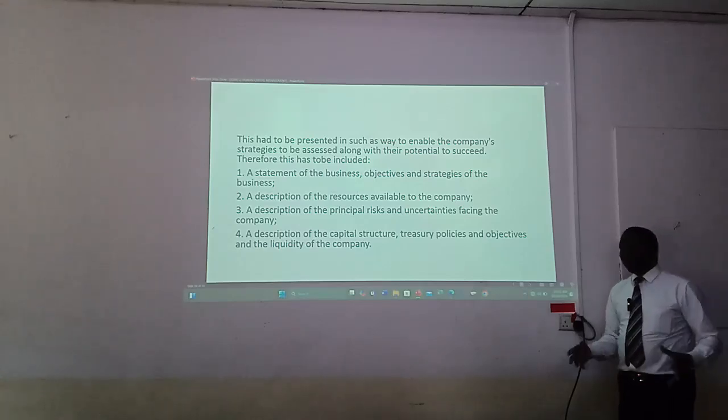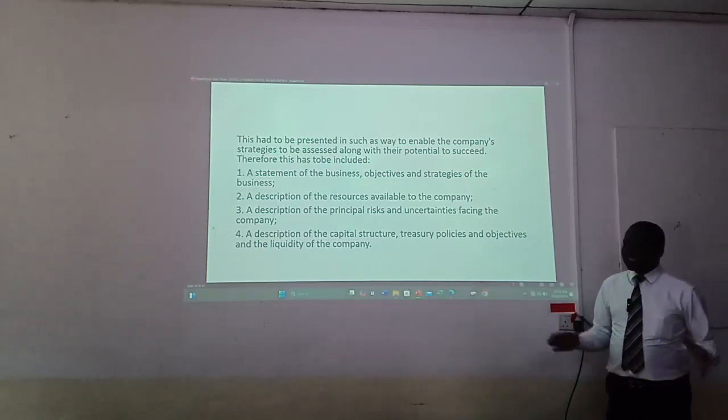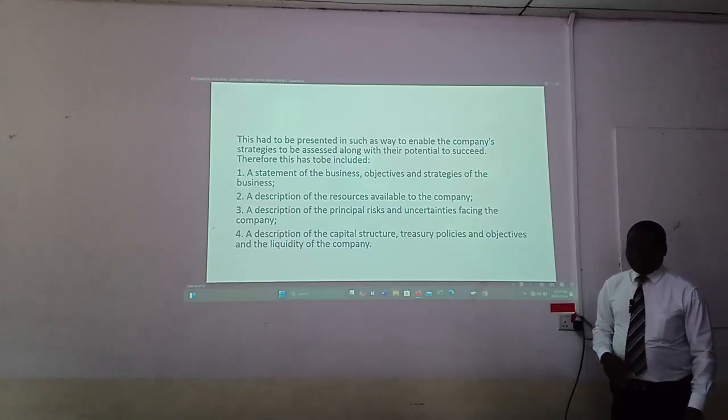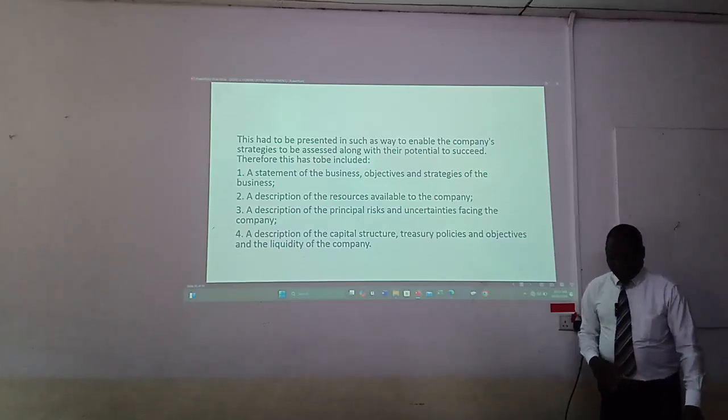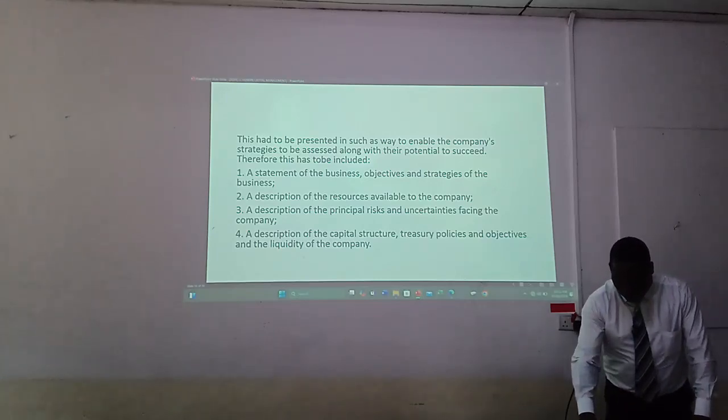Is the company having debts? Such things must be clearly stated and described so that investors and other stakeholders can know how you are doing in that organization.